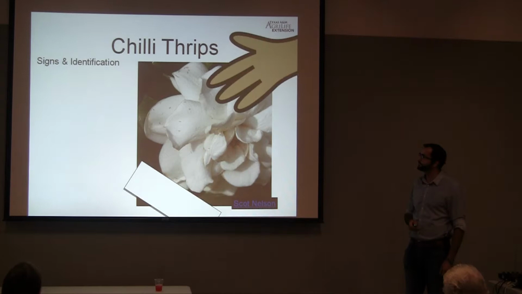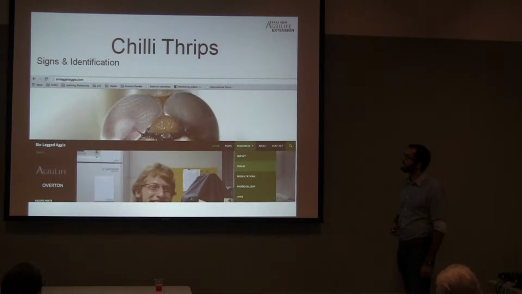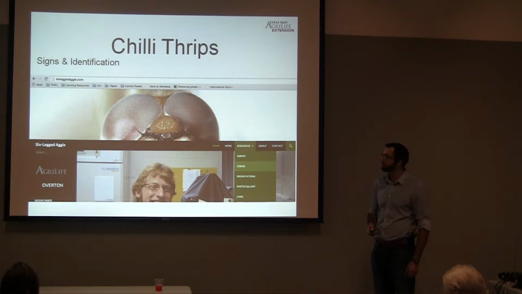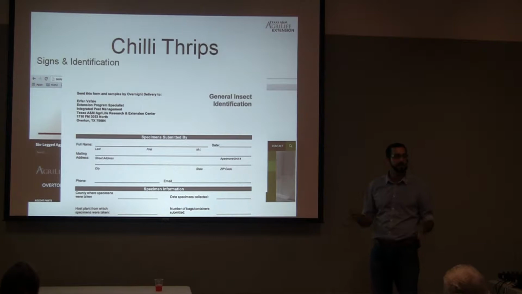This is a great animation showing a hand hitting a flower. And if you're not sure if you have chili thrips or not, and you kind of want to get confirmation, or you just want to send me things because you think it's kind of cool, you can just take some leaf samples, put it in a Ziploc bag with a moist paper towel, not wet, just a little moist. And if you go to my website, which is sixleggedaggie.com, clever, I know. And you click on forms, you'll find a little form here. It's a small insect submission form. You just fill that out with that Ziploc bag, send it to me, and I'll take a look at it and contact you right back.